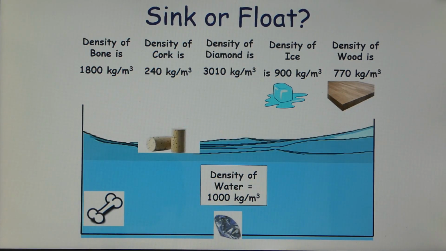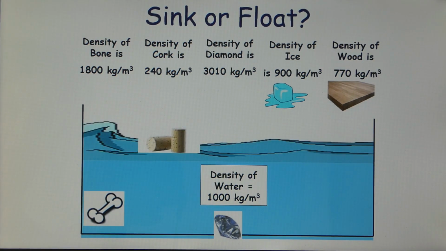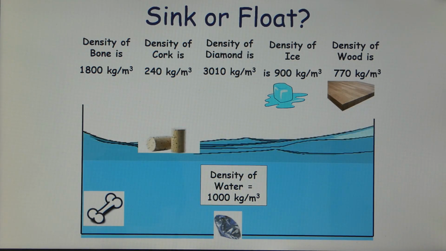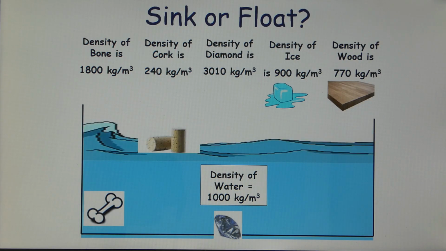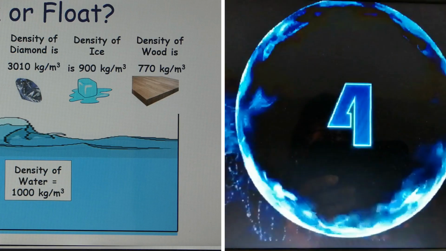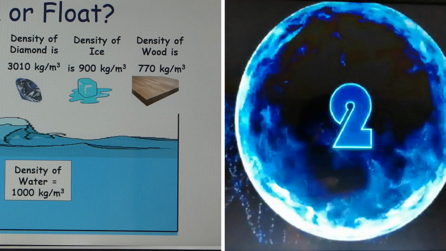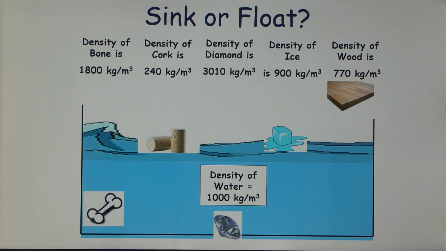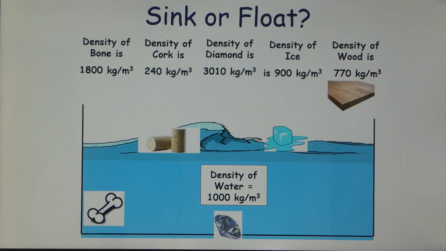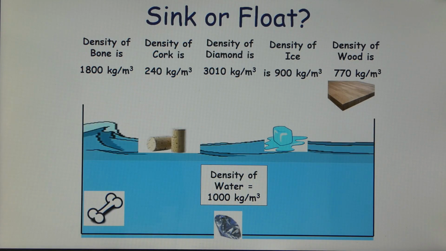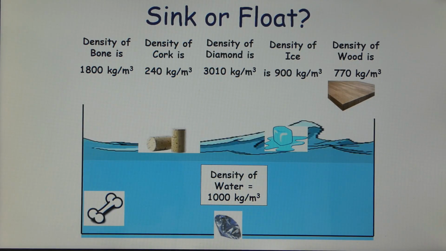Next item, ice. Ice is the same as water, but it's in its frozen form. The density of ice is 900 kilograms per metre cubed. Will it sink or float in water? 5 seconds. Yes, it floats. Ice is very unusual. It's one of the few substances that will be less dense when it's frozen.